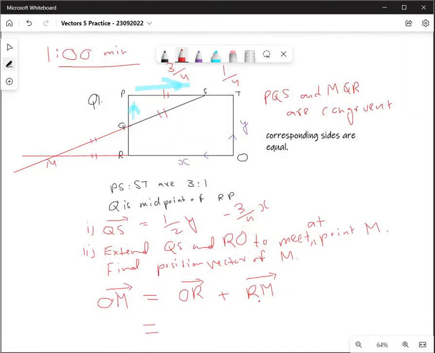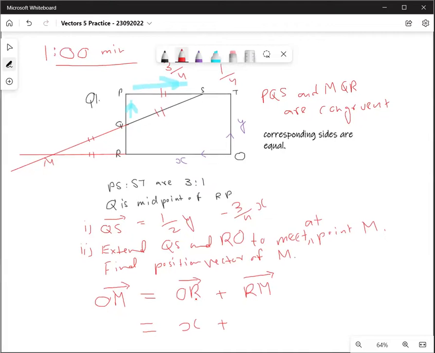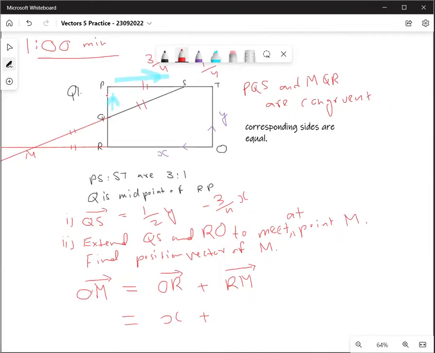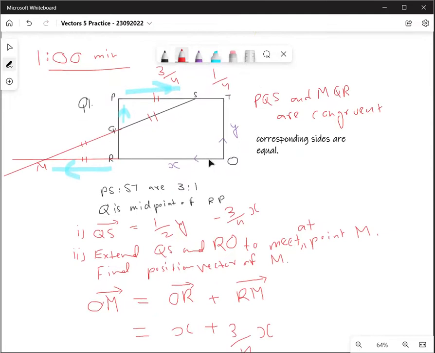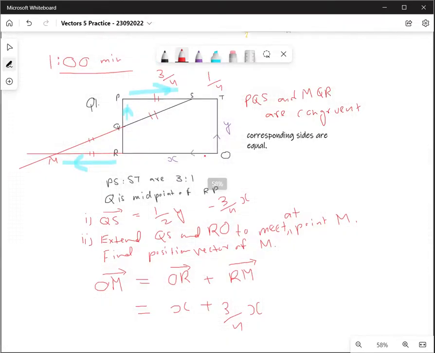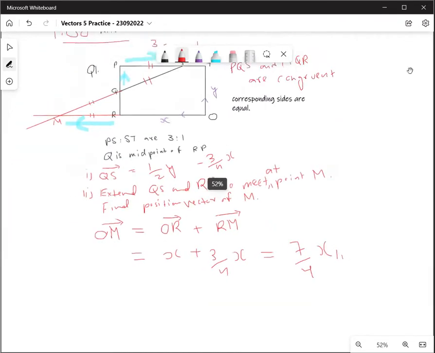OR plus RM. Fine. Now I know that OR is x. What is RM? I know that RM is the same as PS, but in the opposite direction. This guy is going in the opposite direction. So the answer will be 3 over 4x. Any doubts? No. So is it 1? The answer is x. No, wait. No, it's not right. It's going to be 7 by 4 x. Is that clear, both of you?